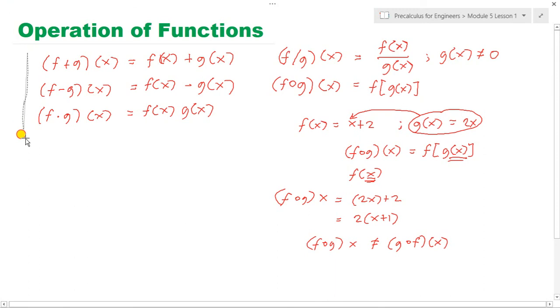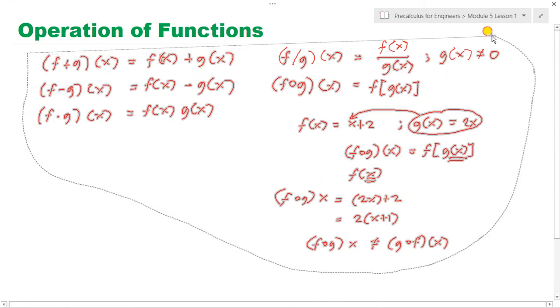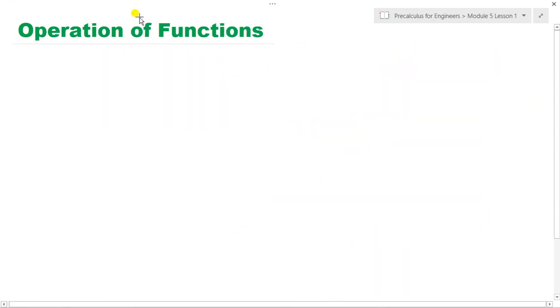Okay, so let's have some examples for the operation of functions. Let's say you are given a function f of x is equal to 1 all over x plus 2. Then you also have g of x is equal to x all over x minus 1. Then we're going to solve all the operations, from addition until the composition of functions. So let's start with addition.